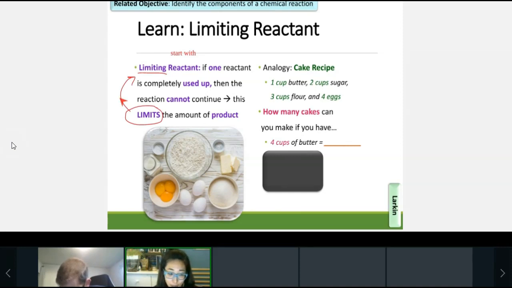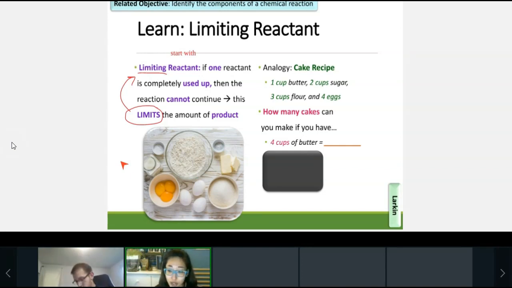So for example, in our analogy, if you run out of flour, or if you run out of eggs or sugar or butter or milk, then in that case, you can no longer make any more cakes, right? As soon as you run out of one ingredient, your cake recipe can no longer be made. Smiley faces, emojis in the chat if you understand. Doesn't matter how much flour you have, if you don't have enough sugar, you cannot make a cake. And the sugar in that case would be your limiting reactant.